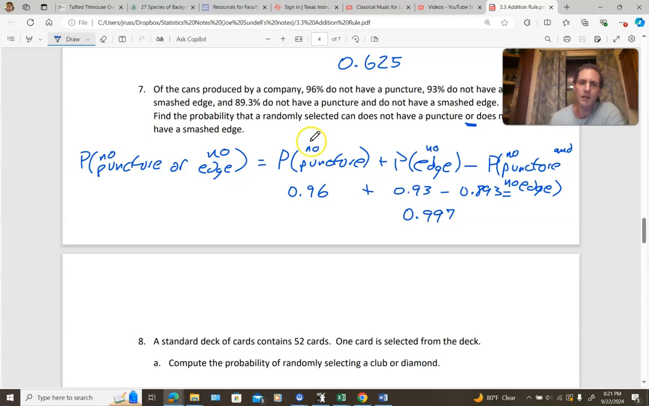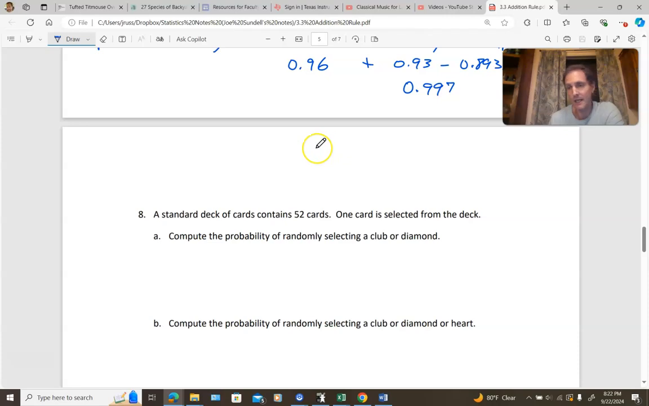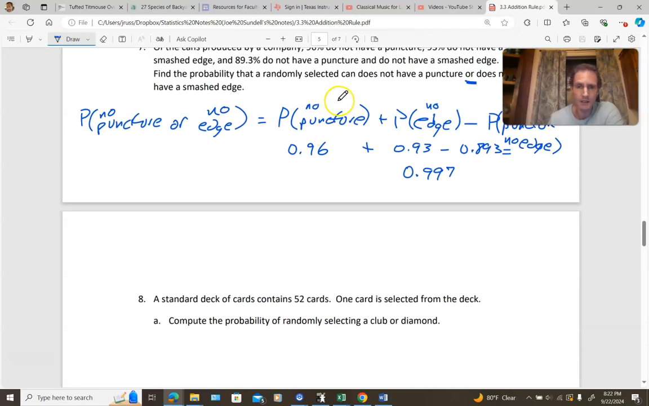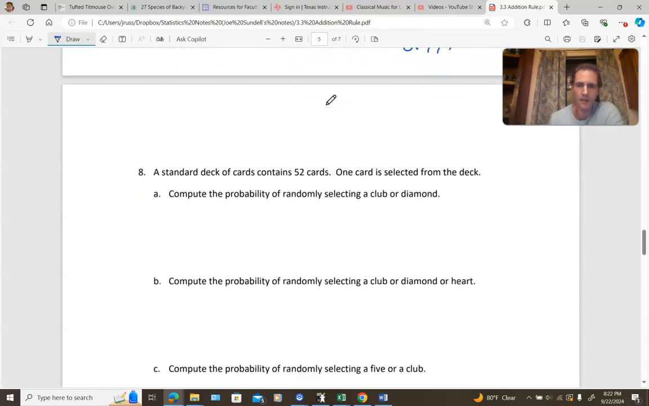Also, guys, pay attention to the way the events are defined. In this case, you could say event A is defined to be the event that you select a can that does not have a puncture. Event A could have been the event that the can has a puncture. It just depends on how the events are defined.